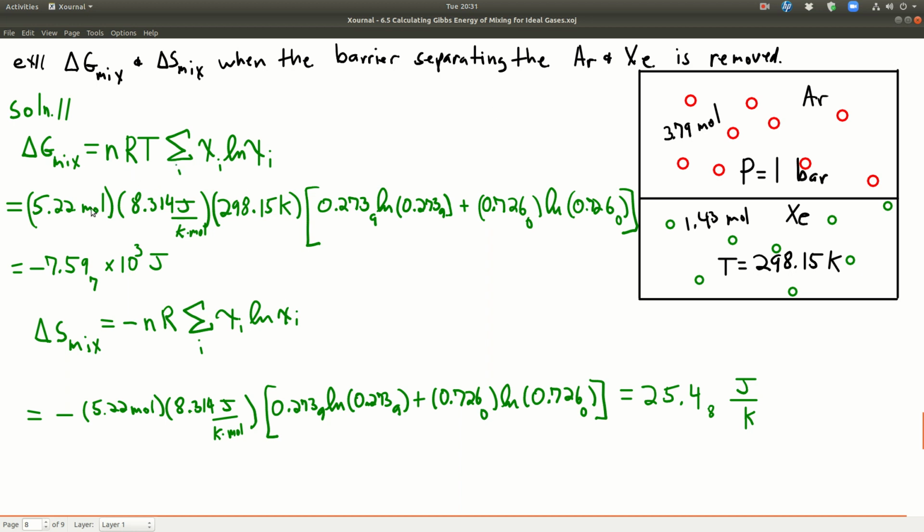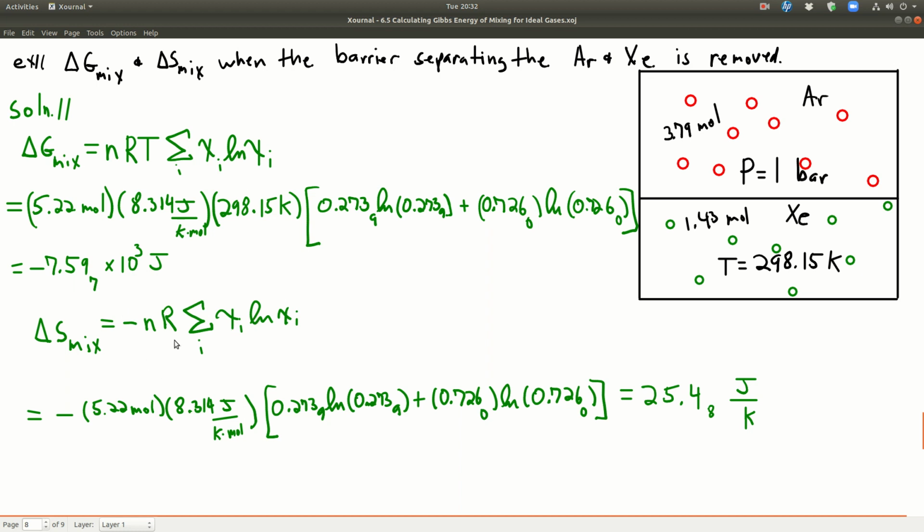Plugging in, this 5.22 just came from adding 3.79 and 1.43. R, T, and this right here is the mole fraction of xenon. So that's just 1.43 over 5.22, natural log of that. This is the mole fraction of argon, 3.79 over 5.22, natural log of that. Plug in, you guys please check my work. I got, anyway, negative 7.597 times 10 to the third joules for delta G of mixing.